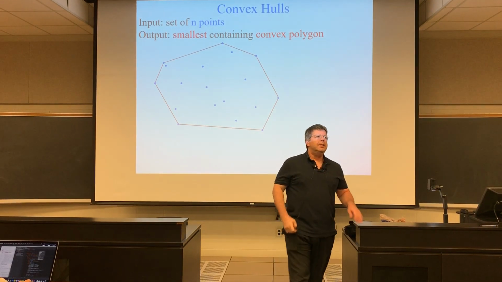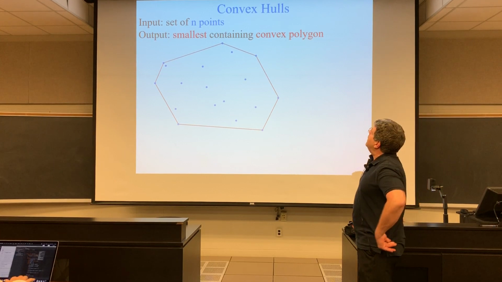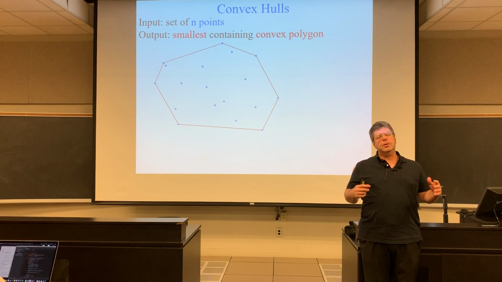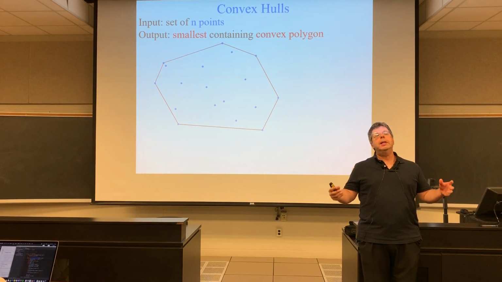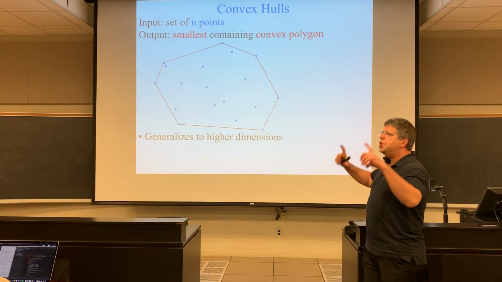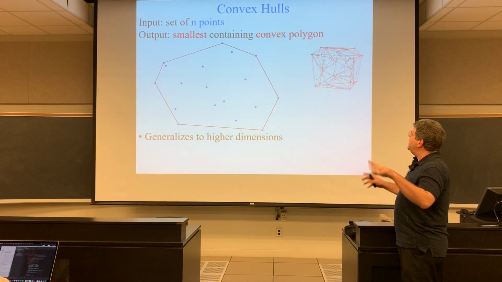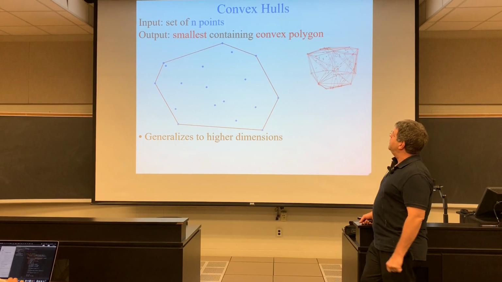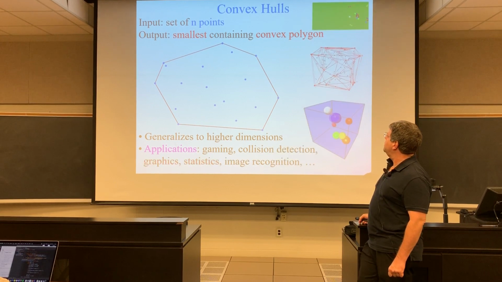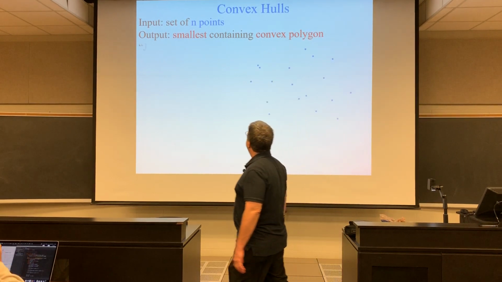Okay. So last time we talked about convex hulls. The convex hull of a point set is the smallest convex polygon, or more generally in higher dimensions, polytope, that contains all the points. And it's generally the shape of the point set, right? So the interior points are eliminated, only the exterior convex hull points remain, and it generalizes to arbitrary dimensions, with lots of applications, including gaming and simulations, and it's a very ubiquitous problem.